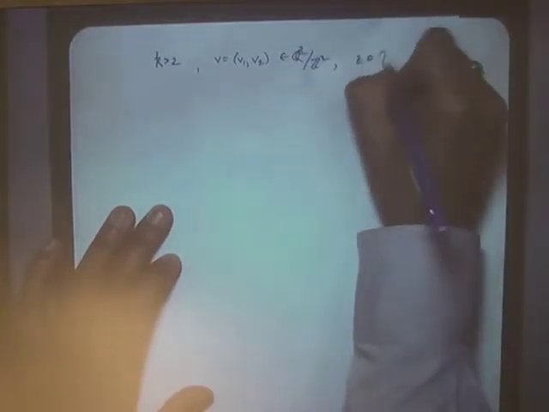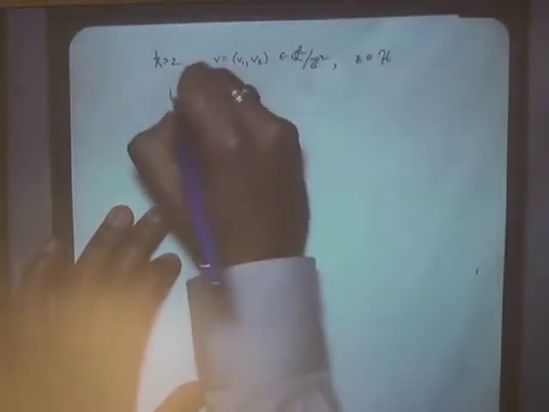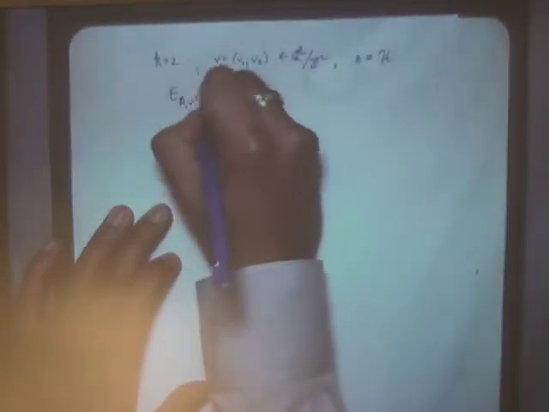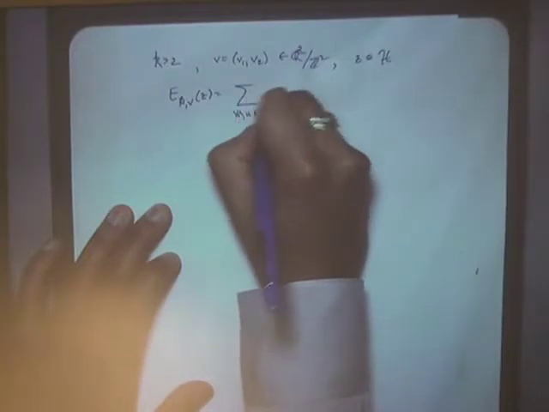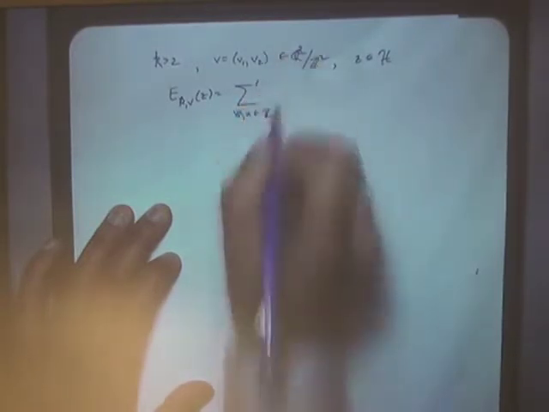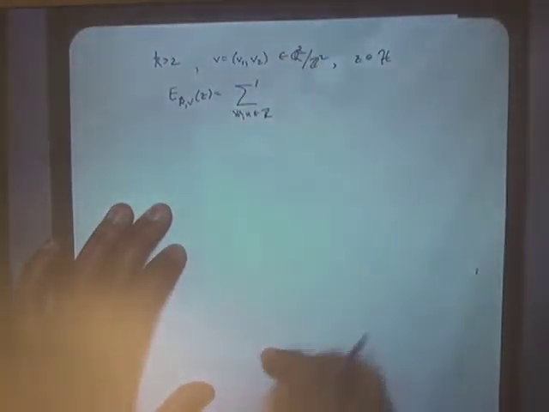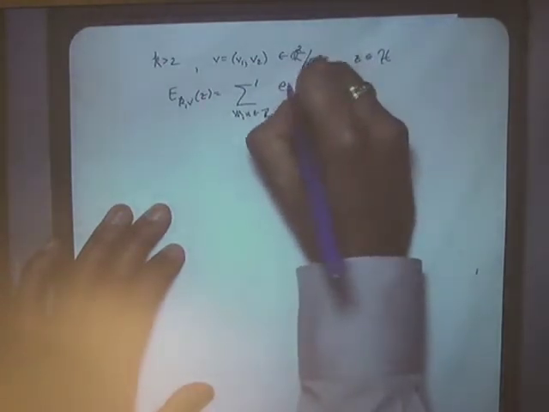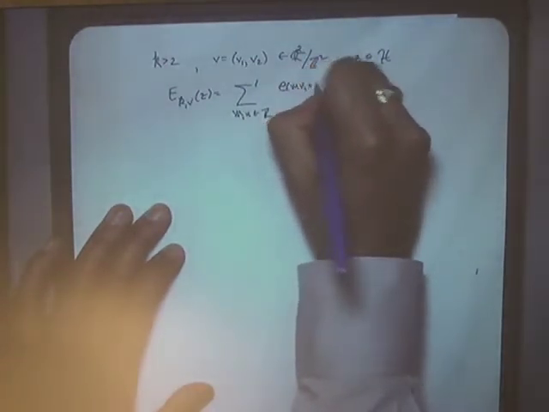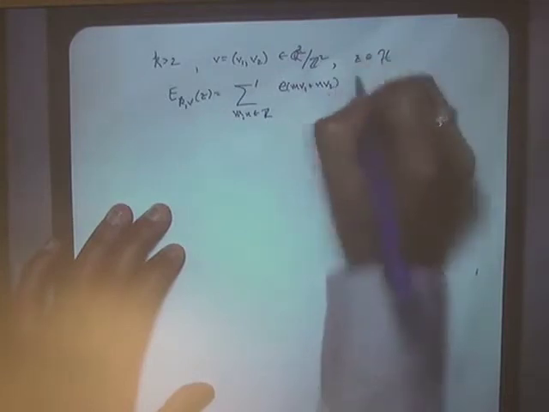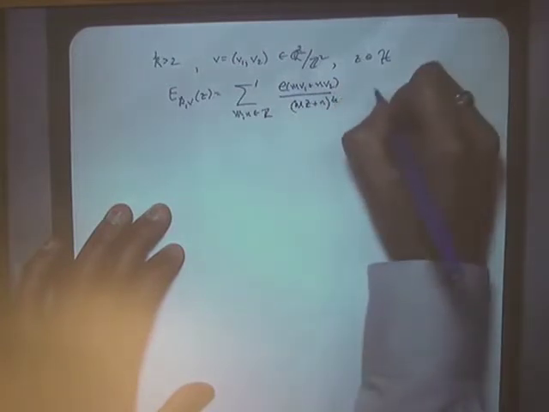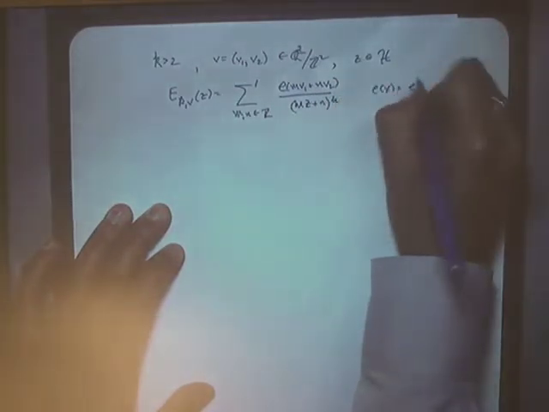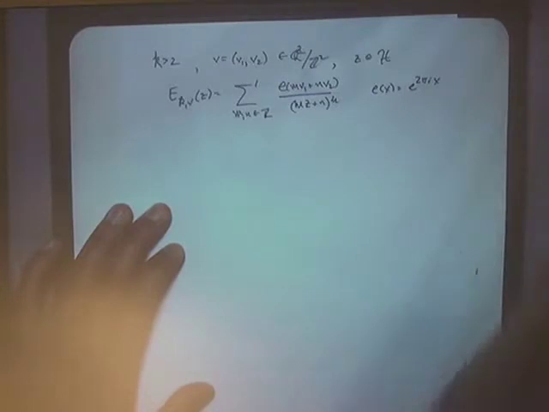And I'll take a z in the upper half plane and define an Eisenstein series, which I'll call E_k,v, which is going to be a sum over all integers (m, n) that are not simultaneously 0, which is what the prime means. You take out the ordered pair (0, 0), and you sum a function that I'll call e, which is simply an exponential, divided by (mz + n) to the k. So here e(x) is e to the 2 pi i x.